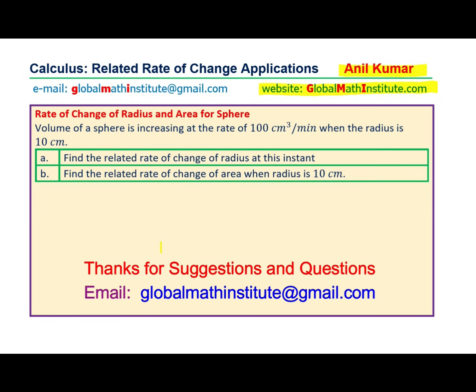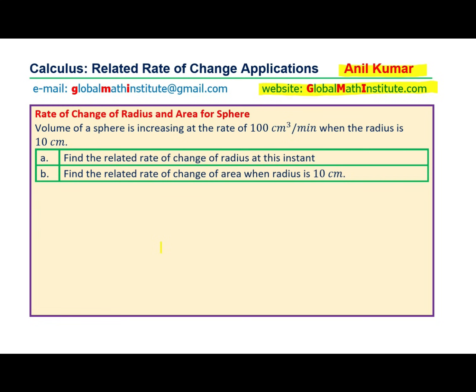The question which we are going to discuss is, volume of a sphere is increasing at the rate of 100 centimeter cube per minute when the radius is 10 centimeters. Part A, find the related rate of change of radius at this instant, and part B is, find the related rate of change of area when the radius is 10 centimeters. You can always pause and then answer the questions. At the end, check your solution.